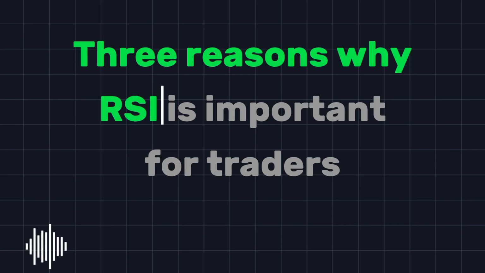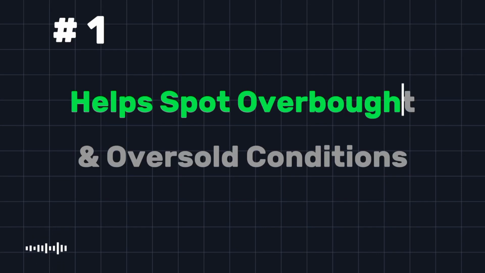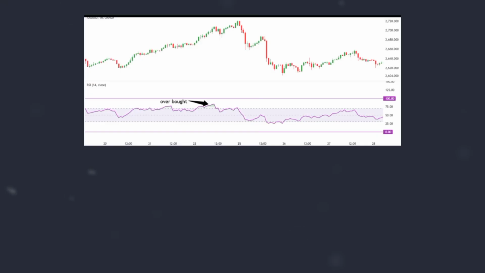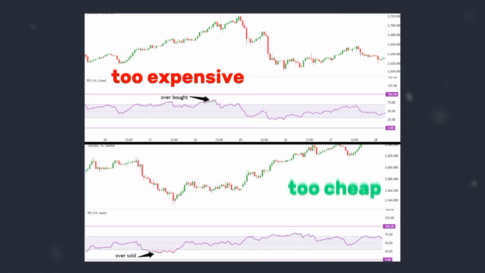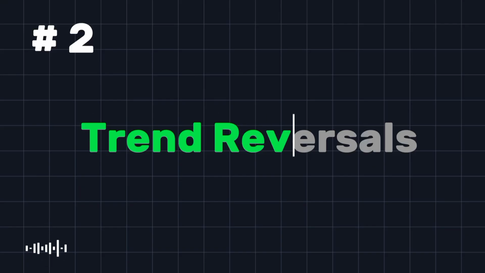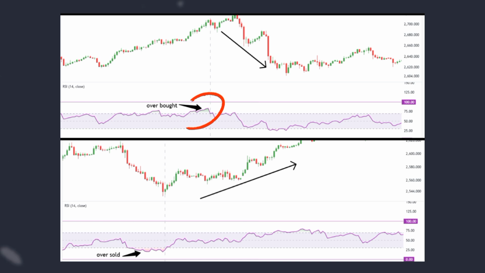3 reasons why RSI is important for traders. 1. Helps spot overbought and oversold conditions. It shows whether an asset is overbought, too expensive, or oversold, too cheap, helping traders make better decisions about when to enter or exit trades. 2. Trend reversals. By identifying overbought or oversold conditions, traders can anticipate potential trend reversals, allowing them to take profits or enter trades when they believe the price will change direction.